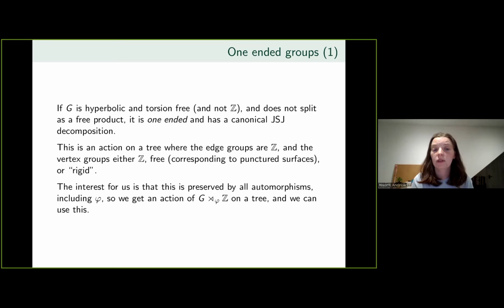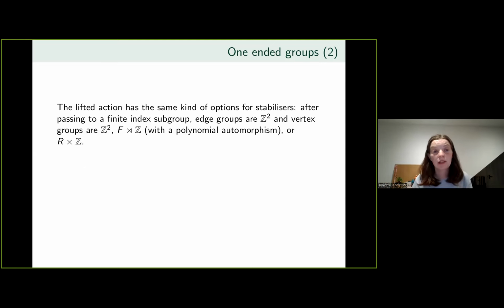Why this is useful is that one of the things canonical means in saying it's a canonical JSJ decomposition is that it's preserved by all automorphisms, including whatever phi we cooked up. So we get an action of the mapping torus on a tree, and we can use this to get at the cheap alpha rebuilding property. So we lift the action to the mapping torus, and we see the same kind of options for stabilizers again. Maybe we have to pass to a finite index subgroup, but that's okay, we're allowed to do that. Edge groups wind up being Z squared. Great, that has the cheap alpha rebuilding property for all alpha.